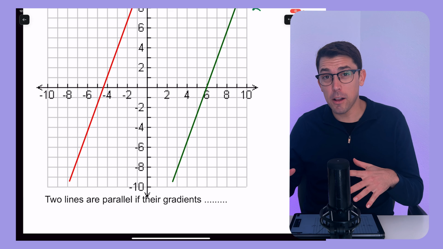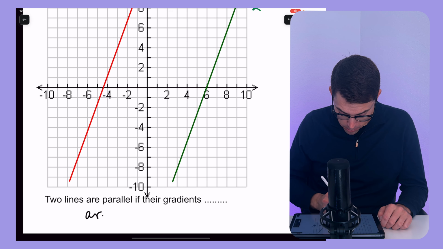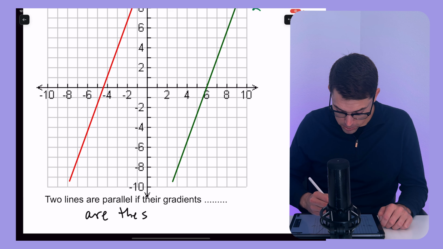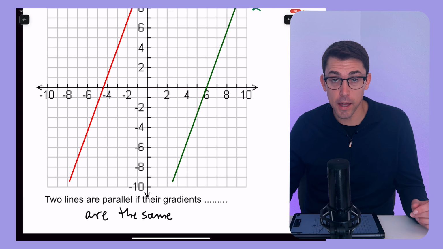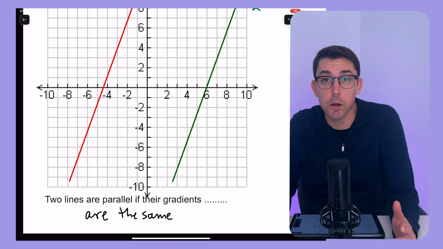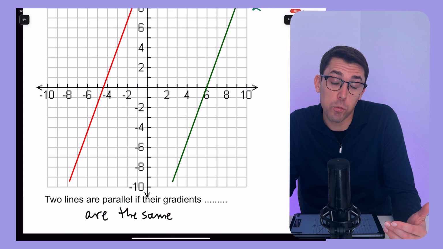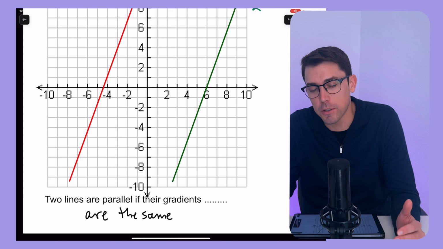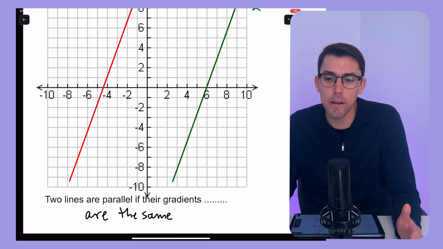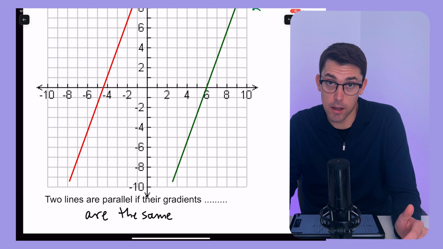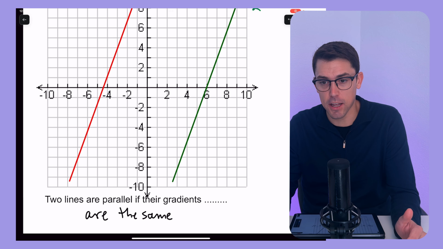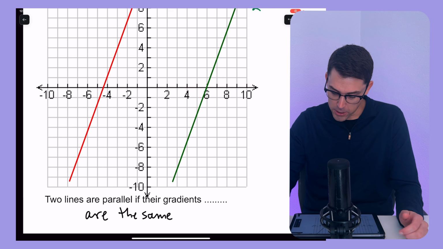So two lines are parallel if their gradients are the same, if their slopes are equal, okay? So if you're looking at two equations, y equals mx plus b, or y minus y1 equals m times x minus x1, if those have the same values of m, then you are going to have parallel lines, meaning that they never intersect, they run side by side to each other for always in eternity.